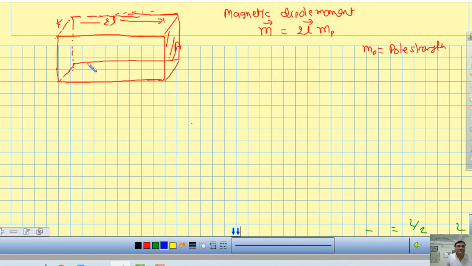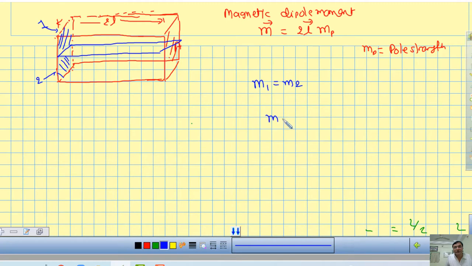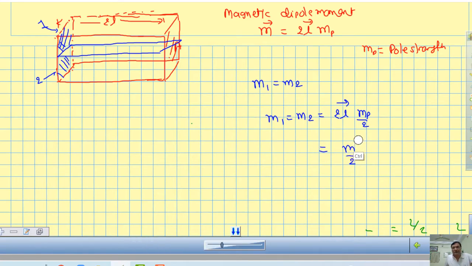Now, if I divide this magnet in this way, parallel to the axis or parallel to the length, so this is now one magnet and this is the second magnet. If we divide it in two equal parts, then the magnetic moment of the upper part and the lower part will both be equal. Length is not changed, so M1 will be equal to M2, which is 2L, but area is changed, so area becomes half, so now it is MP by 2, so it becomes M by 2. I am talking about the magnet only, okay, so M by 2.